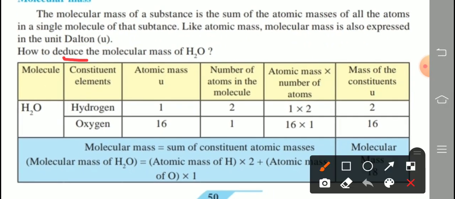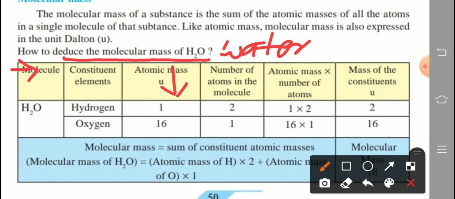Now the next 2-mark question asks like this: deduce, that means find out, the molecular mass of the following molecule. The first one given is H2O. H2O means water. The answer is given in the form of a table, but I will show the simple method that is shown in the next blue color box. So check there what is given in that box.